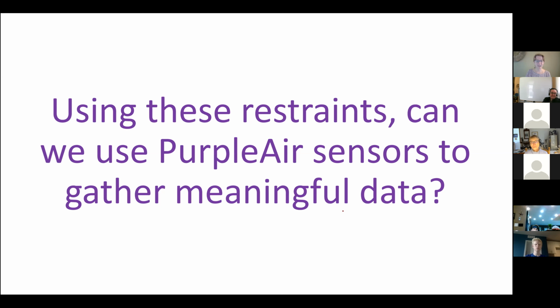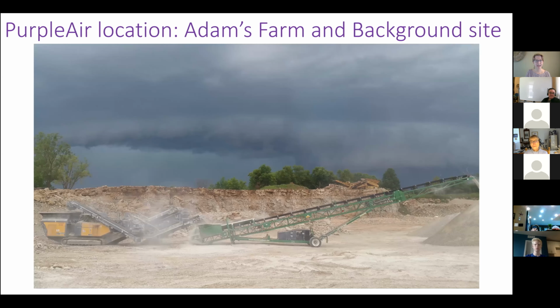To practice actually using these restraints, we wanted to see if it was possible to collect useful information with the PurpleAir sensors that we had previously used to collect data using these restraints. So if we stay at Adams Farm for a little longer, this is an image of the mine that was taken from the Facebook page of the mine, which I think is kind of ironic because it literally shows at least PM10 being generated here because of the reduced visibility.